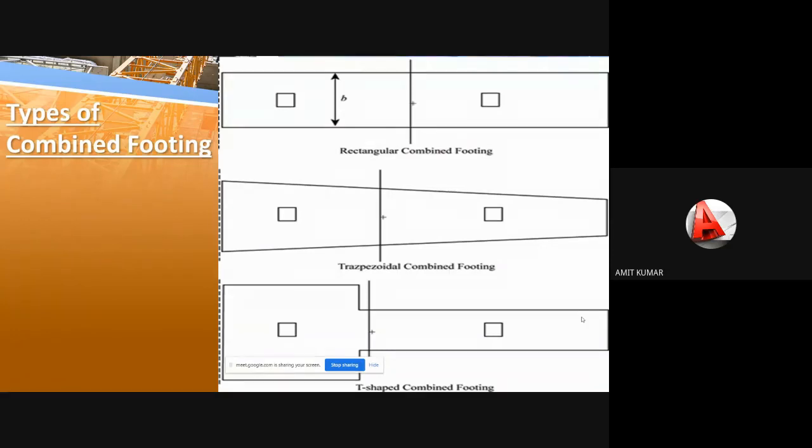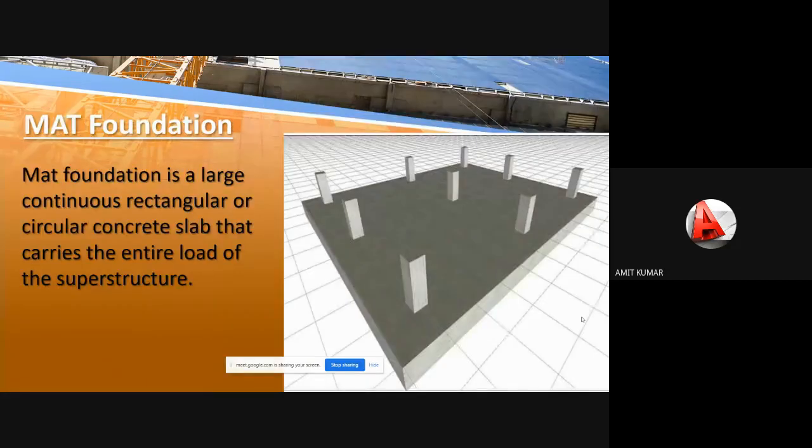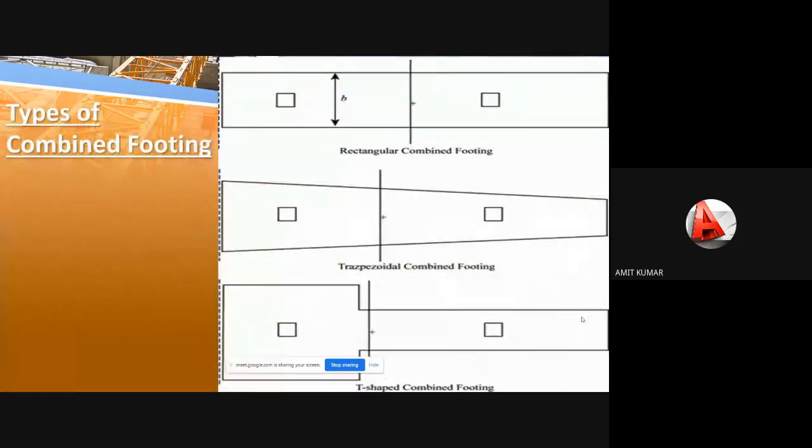Here you are seeing the types of combined footing also. The first one is the rectangular combined footing, the second one is the trapezoidal combined footing, and the last one is the T-shaped combined footing.